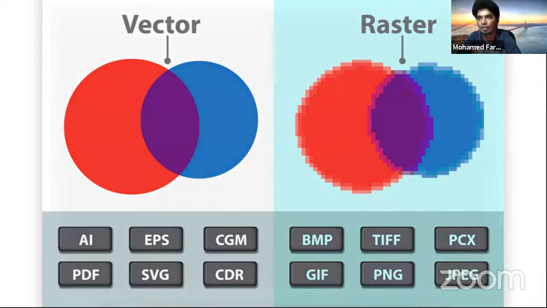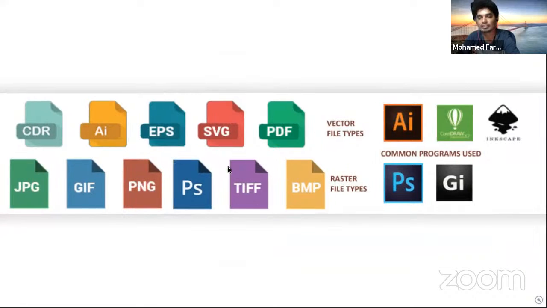Okay, sir, that is okay, sir. Which software will you use, sir? Yes. For vector, CDR, AI, EPS, everything is a printing oriented file format. Which software do we use? AI means Adobe Illustrator, and CorelDRAW and Inkscape. And for JPG, PNG, where will you work? You will work in Photoshop and GIMP. That is photo manipulation software, where you can design so many things, but everything is raster. So it will break when you zoom.